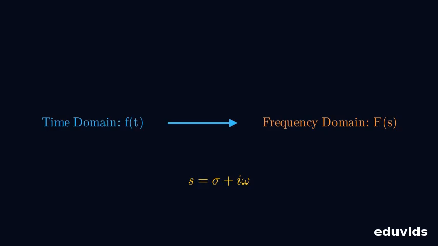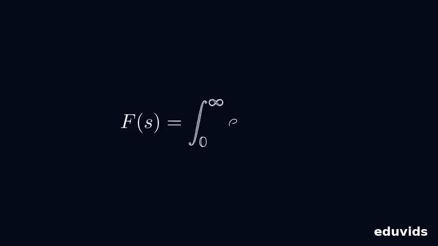omega captures oscillation. The Laplace transform is defined as the integral from 0 to infinity of e to the minus st times f of t with respect to t. The lower limit 0 reflects causality. We only care about the future response of a system that starts at time 0. The upper limit infinity captures the entire future evolution of the signal.